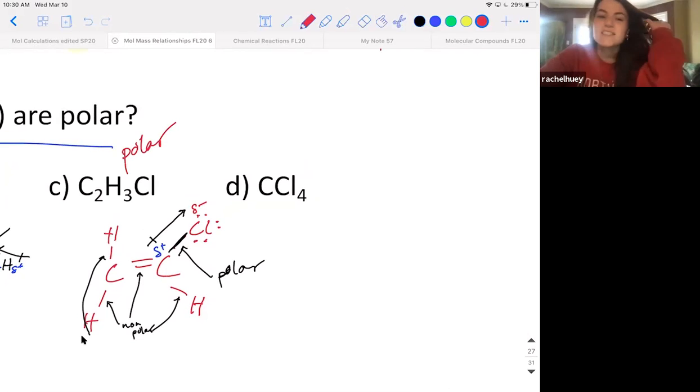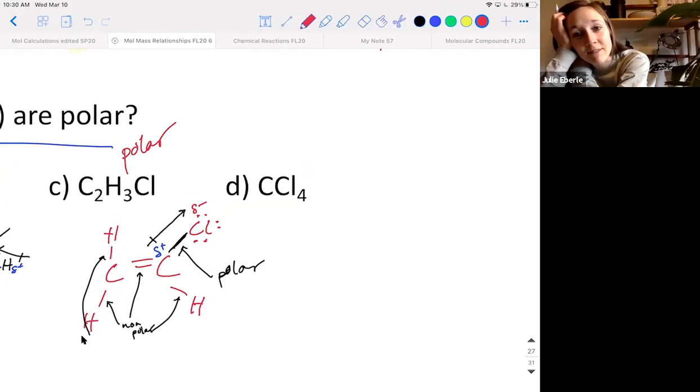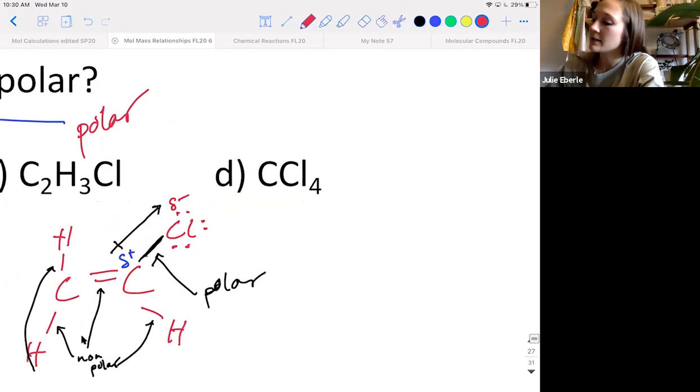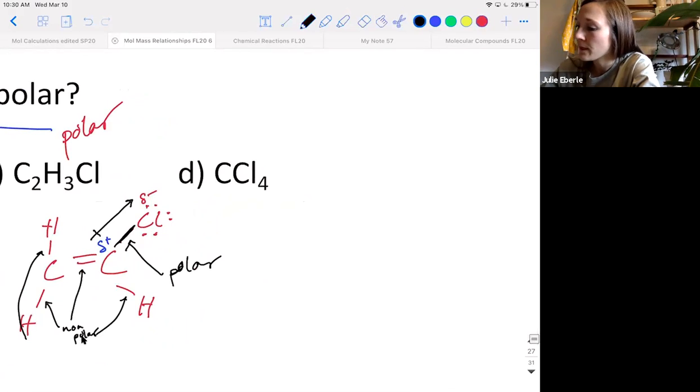So all it takes is one of the bonds. Yep, in some cases, just 1 polar bond can make a whole molecule polar. But you got all these lone pairs too on that chlorine, so that's contributing as well. Okay, CCl4. Carbon, what this looks like is the 4 chlorines.